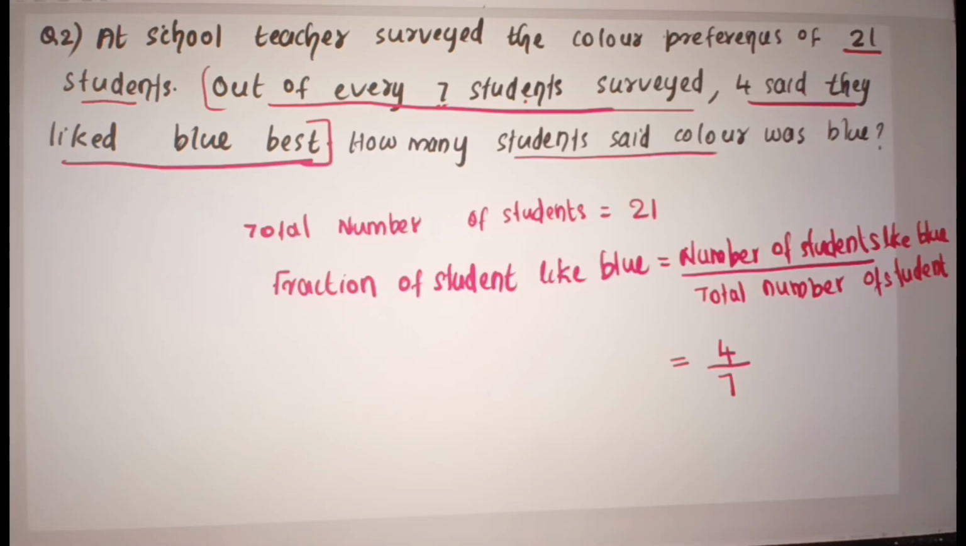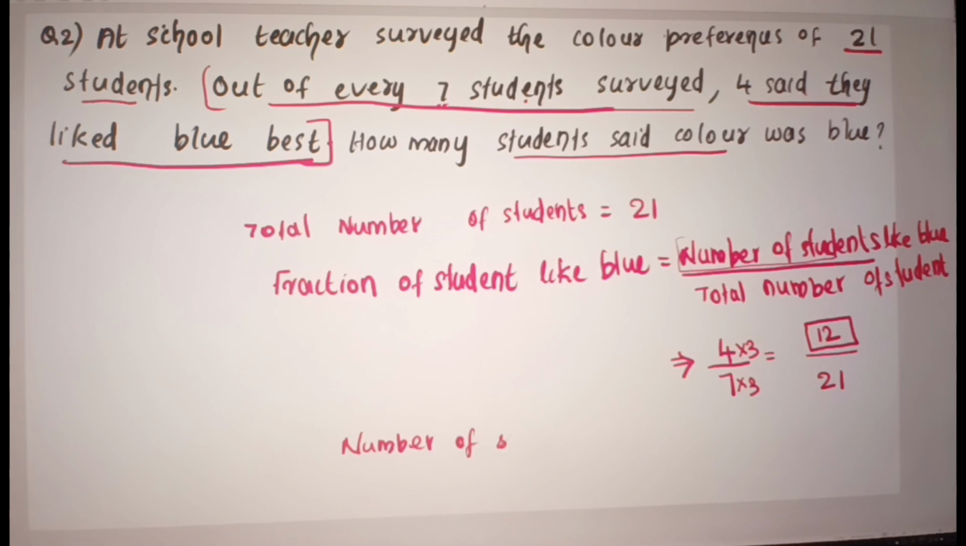So what is the next thing? You want to figure out how many students said blue was their favorite color. So you want to find the number of students, the numerator here. We know the total number of students is 21. We don't know the number of students that like blue. That is unknown, so you get an equivalent fraction. So the number of students that like blue is 12. So how do you do that? When you get a question like this, you define the fraction and make an equivalent fraction from the given things.